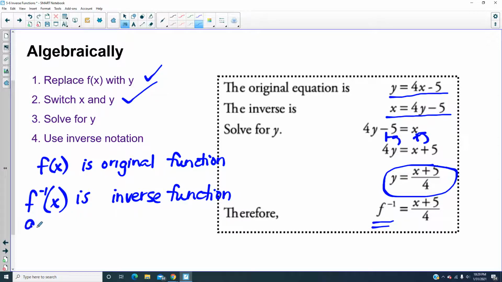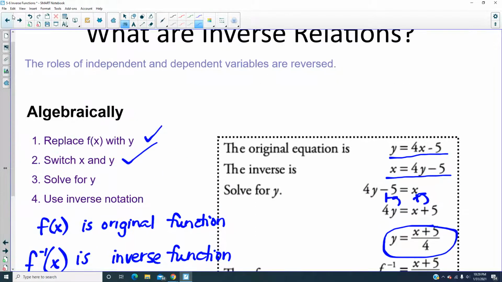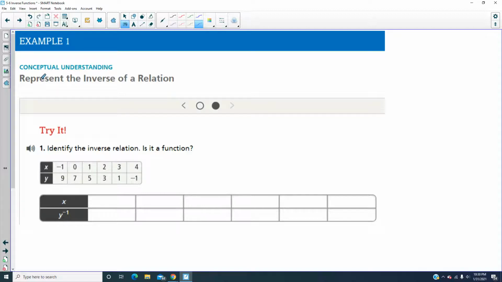And we read it the way I would say it out loud. I would say f inverse of x. So you see this notation, you say f inverse of x. You do not say f to the -1 of x. I know it looks like an exponent, but that's just notation to show that it is the inverse of x. All right, so these are the types of examples we're going to have today. Let's go ahead and look at example 1.